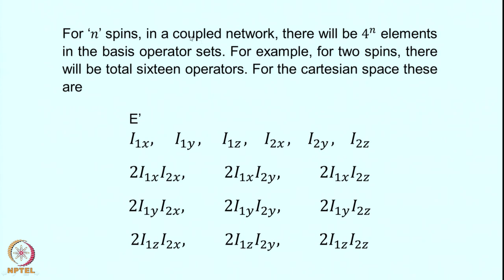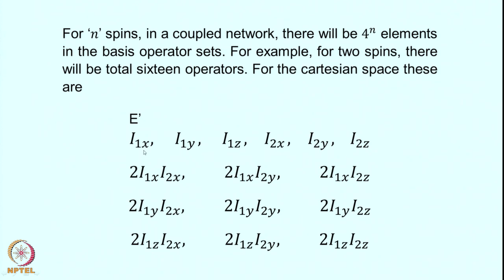Therefore if I have n spins in a coupled network, there will be a total of 4 to the power n elements in the basis operator set. So for example, for 2 spins there will be a total of 16 operators. For Cartesian space, we have this E dash, which is basically related to the unit matrix. We have this one half, and then you have the x, y, z of one spin and then the x, y, z of the second spin.